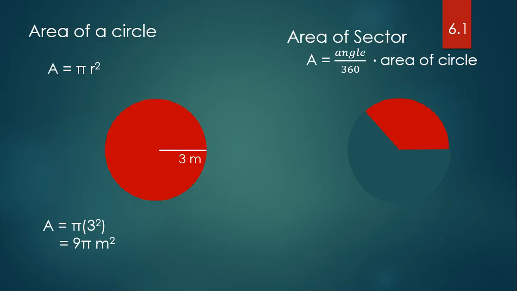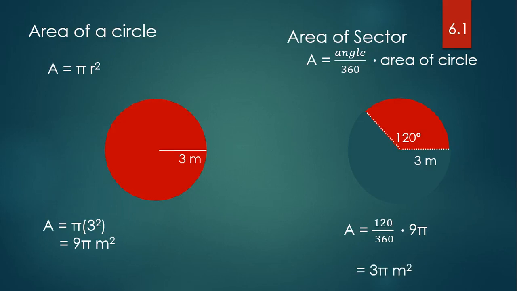So suppose we still have our circle that has a radius of 3 meters, and we want to find the area of a sector that's formed by this 120-degree angle. Well, we can take that area that we've already found, which is 9 pi, and multiply it times 120 divided by 360. So our area of our sector will be 3 pi square meters.